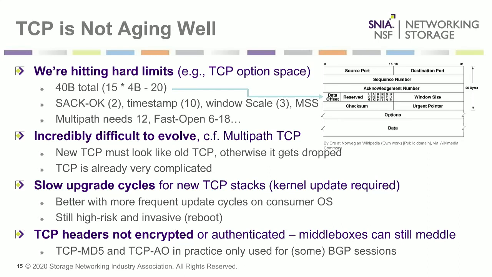And then there are small upgrade cycles, right? It requires a kernel update on servers and clients. It's getting better now that consumer operating systems and Linux are seeing more frequent updates, but it's still months to years, and it still takes a reboot, and it's not nice. And TCP headers are not authenticated or encrypted, right? So basically, the network can still do whatever it wants with that data, and that's a problem that's going to be with us with TCP forever.